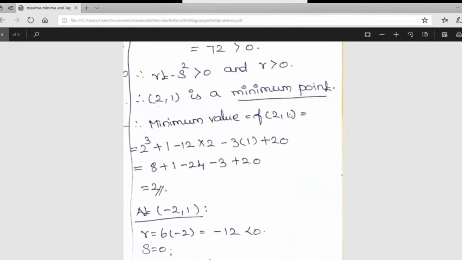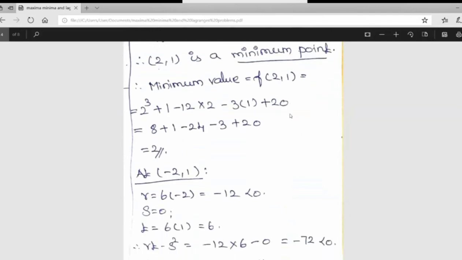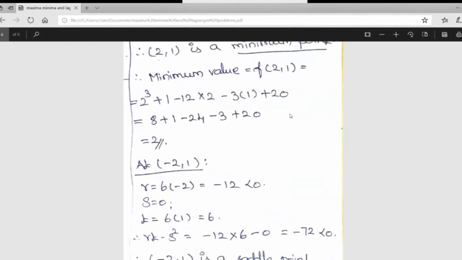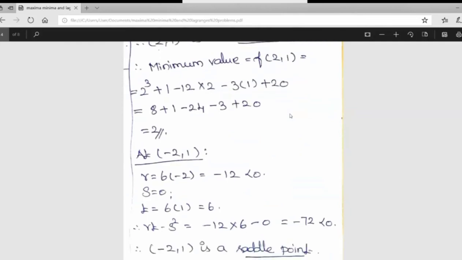Minus 2 comma 1 means similarly you can substitute in your r, see whether it is less than or greater than 0, then the s value, t value, and then the rt minus s square value. It is less than 0. If your rt minus s square is less than 0, there is nothing more to say. We need not proceed with the problem further. We can declare right there that the coordinate is nothing but the saddle point. So you have to identify whether rt minus s square is greater than 0 or less than 0. If it is greater than 0 only, we have to examine whether it is maximum or minimum. If it is less than 0, it is nothing but the saddle point.